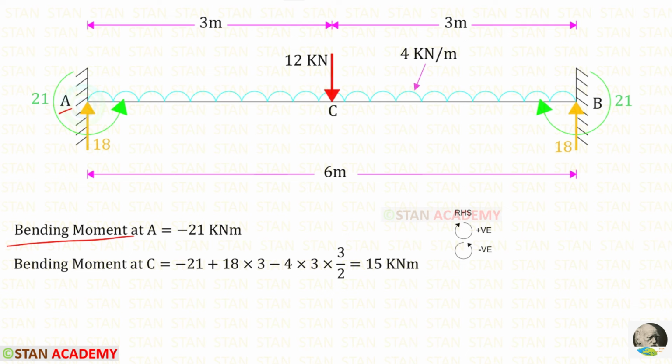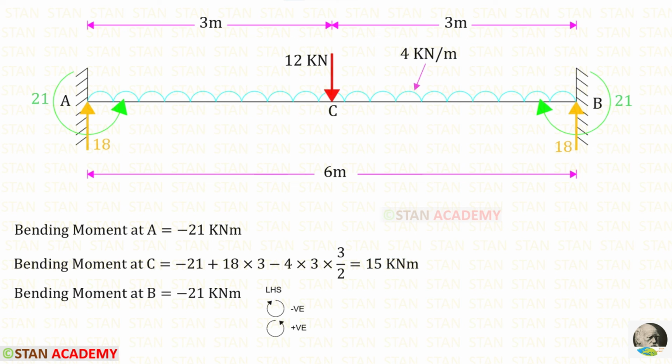At point A, we have the moment MA, which is acting in the anti-clockwise direction, so it will be negative. Let us find the bending moment at point C. MA is acting in the anti-clockwise direction, so it is negative. RA is acting in the clockwise direction, so it will be positive and the distance is 3. The UDL is acting in the anti-clockwise direction, so it will be negative. For the UDL, we have to multiply with the distance and distance by 2. Finally, for the bending moment at point C, we are getting 15 kilonewton meter.